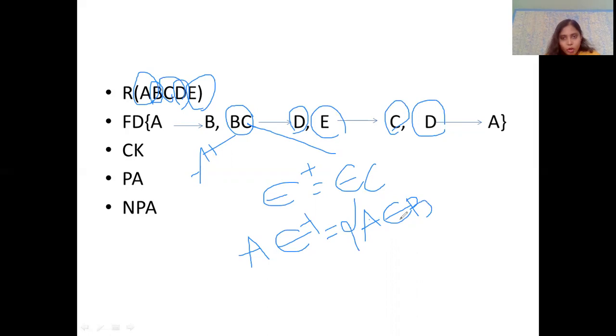Now I have to check from E, can I get any other attribute? From E, I'm getting C. So I'll write C in my list. After E, I have B. Now I have to check for B. B doesn't have any functional dependency determining other attributes. Next, if we see B and C together, is it determining anything? Yes, B and C together are determining D. So I will write D in the list. I have got all the attributes that are there in the relation. So my candidate key list will contain AE.